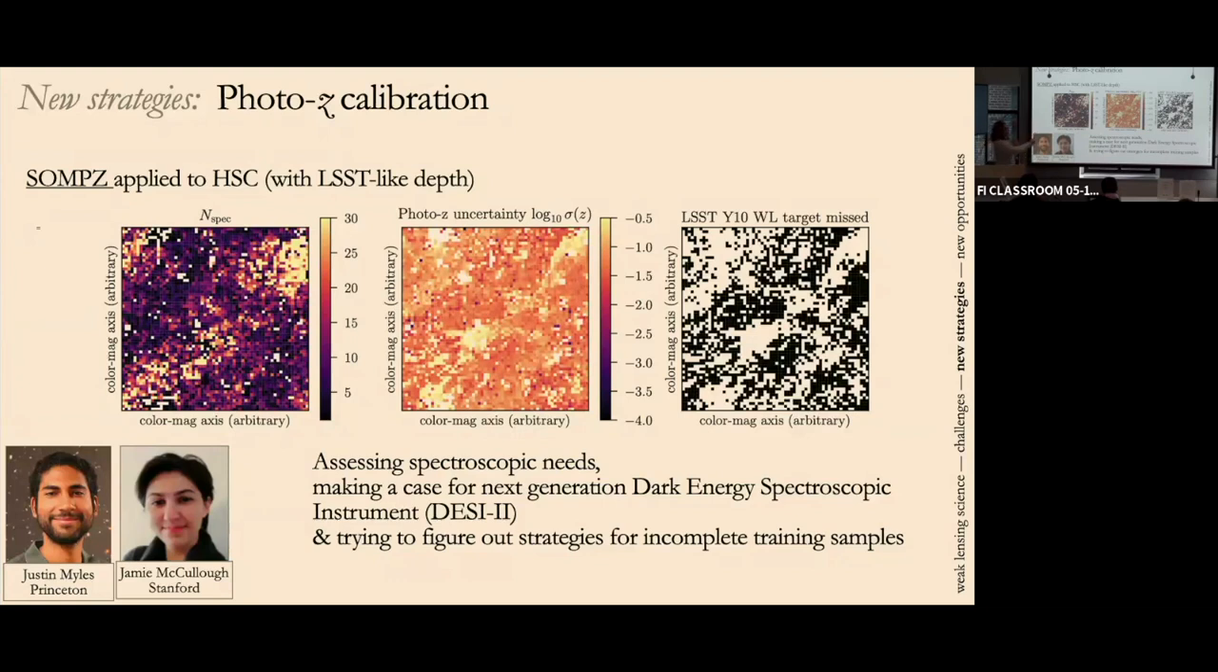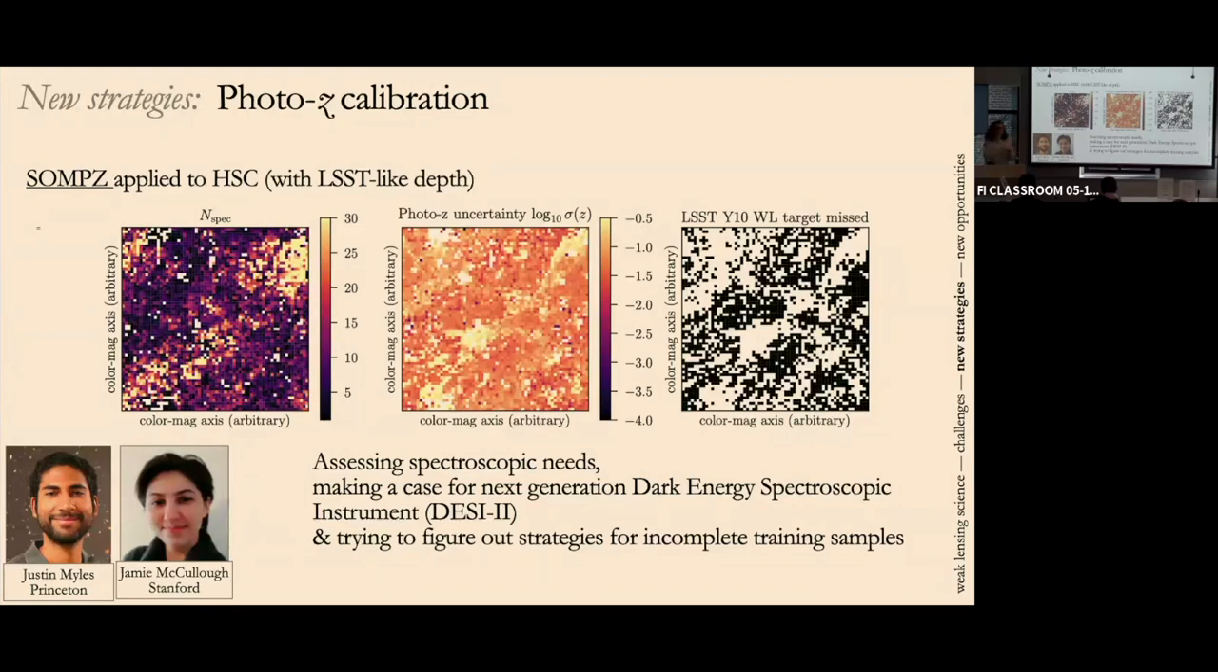So we're going to have substantial amounts of color and magnitude space where we don't have training data. We have no way, spectroscopically, to know how far away our galaxies are, to calibrate those distances. And so what we've been doing is assessing the spectroscopic needs. So Justin Myles, who's a fellow at Princeton, and Jamie McCullough, who's a grad student at Stanford and moving to Princeton in the fall.